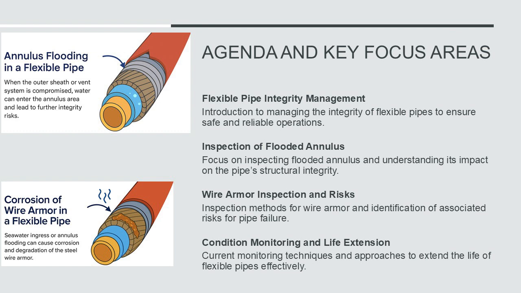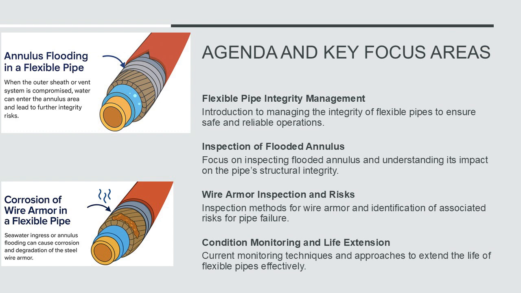The presentation will cover 5 major areas. Number 1, a brief introduction to flexible pipe integrity management. Number 2, inspection of flooded annulus and its impact on pipe integrity. Number 3, inspection of wire armor and associated risks. Number 4, current integrity and condition monitoring methods. And number 5, approaches to flexible pipe life extension studies.